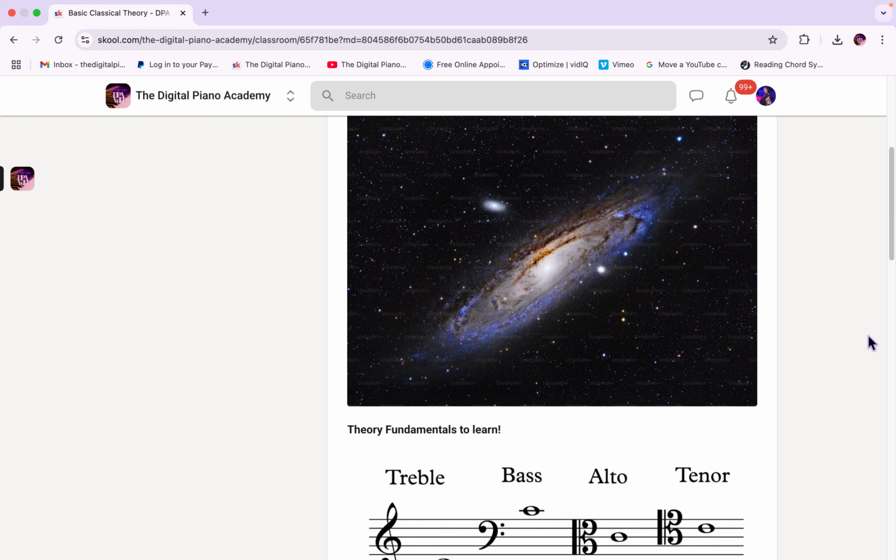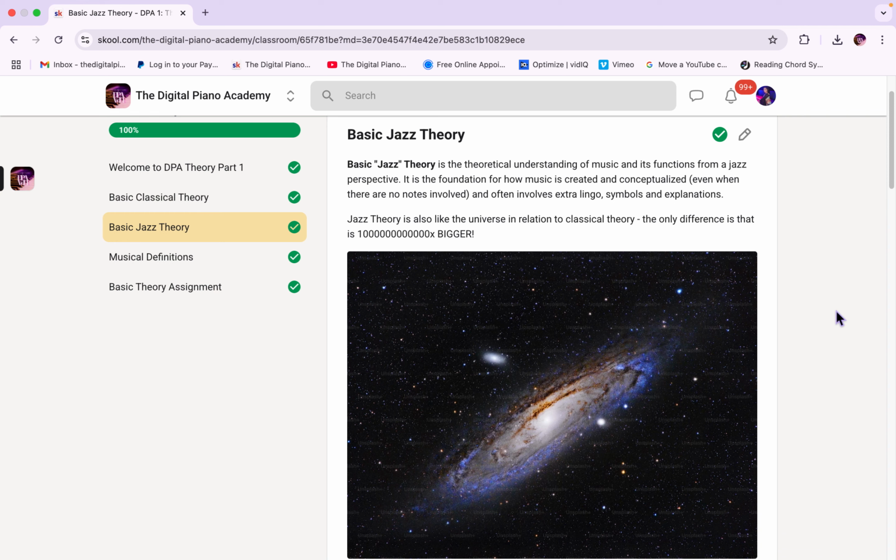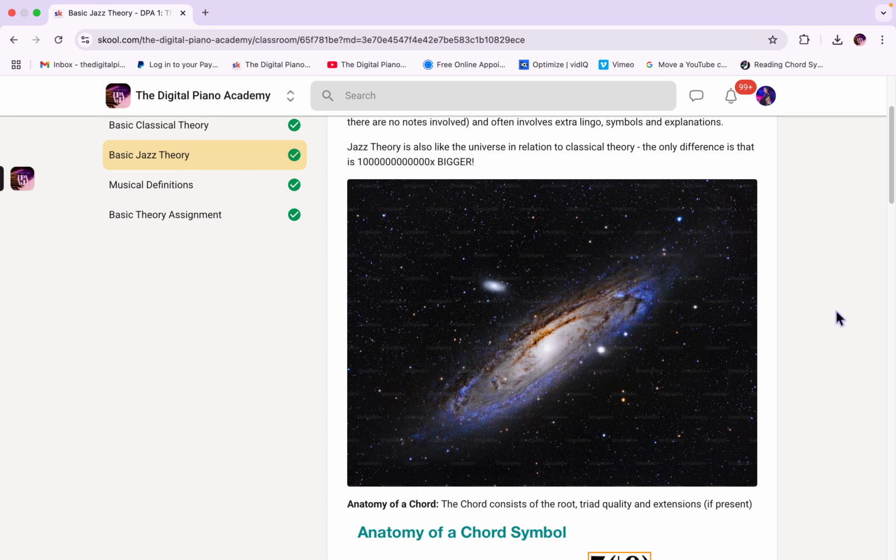Okay, so moving forward, we also get into basic jazz theory. Basic jazz theory is the theoretical understanding of music and its functions from a jazz perspective. It is the foundation for how music is created and conceptualized, even when there are no notes involved, and it often involves extra lingo, symbols, and explanations. So jazz theory is also like the universe in relation to classical theory. The only difference is that it's like a billion times bigger.